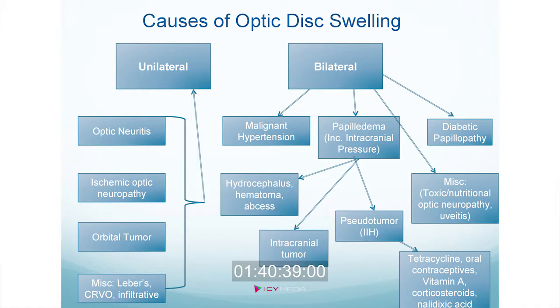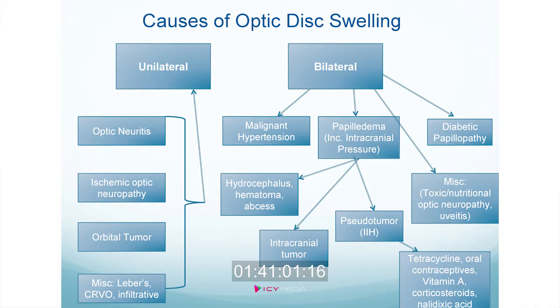This is not a complete chart, but it's the chart that I like to refer to when I'm looking at disc edema. I like to separate it into the unilateral cases and the bilateral cases. Okay. In the unilateral cases, we think about things like optic neuritis. Okay. Again, history is so important. It happens more often in young females, 20 to 40.